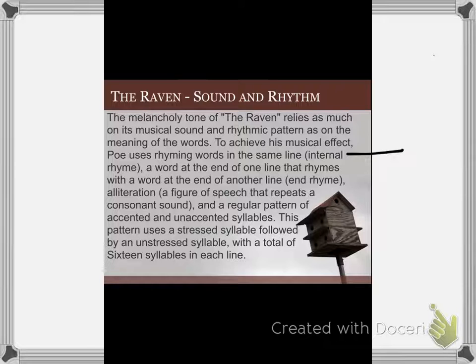It's like songs. Alliteration, you should know what that is. It's a figure of speech that repeats the consonant sound at the beginning of the word. He uses a lot of alliteration. I mentioned that in the video from yesterday. Then there's an irregular pattern of accented and unaccented syllables, so where he's putting his emphasis. His point of emphasis is the accent. This pattern uses a stressed syllable followed by an unstressed syllable with a total of 16 syllables in each line. Count them up, see if that's true or not. Does he use a total of 16 syllables in each line? He does. Go back and check that out.